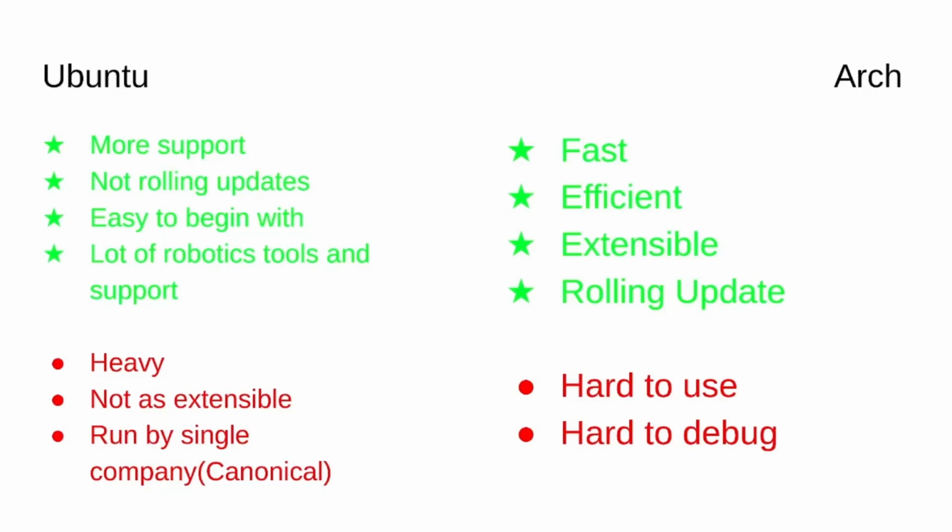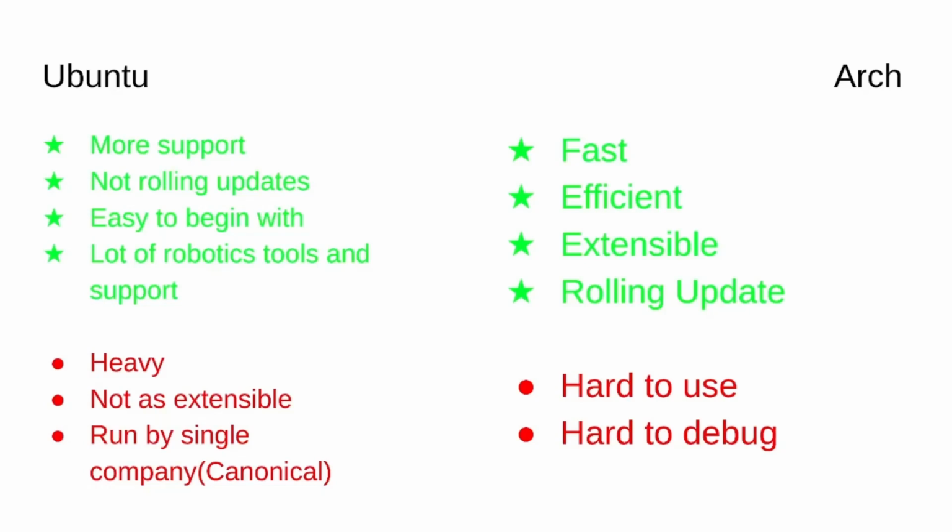If you need more support from an enterprise like Canonical, which runs Ubuntu, or you don't need rolling updates because of that dependency conflict we talked about earlier, or if you're a beginner and you just want to start off with Linux, see how it works and understand that, or if you have some robotic tools that require Ubuntu as a dependency, then Ubuntu is definitely the right way to go. You don't have much of a choice.